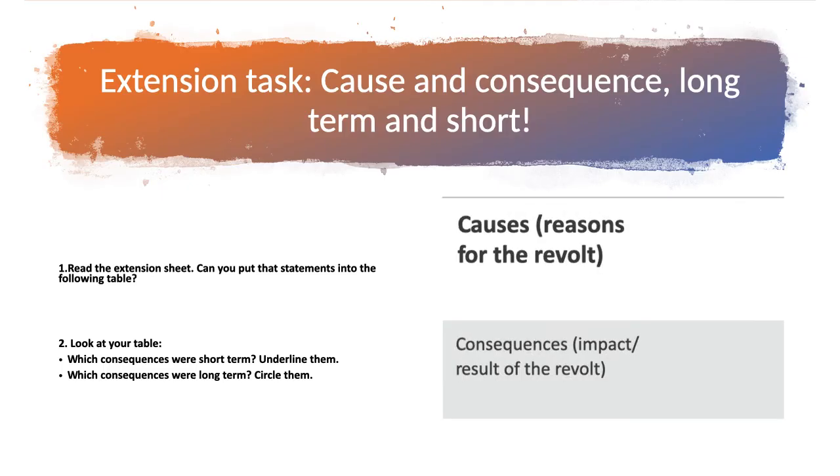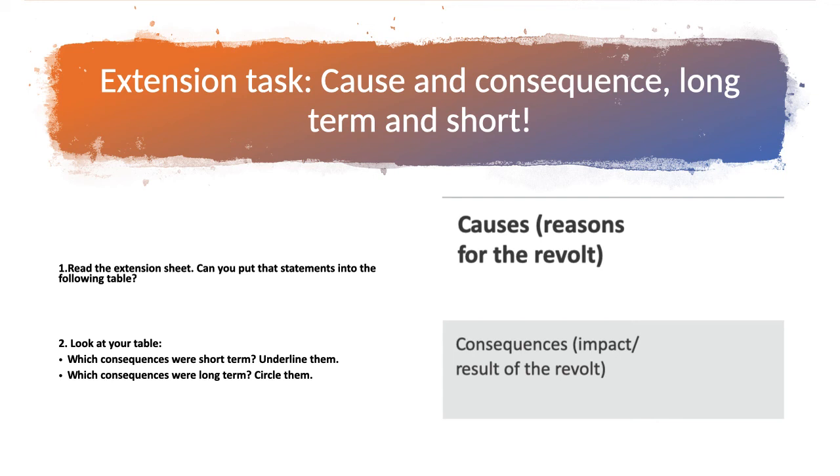Today we're going to finish off with our extension task. As ever, Year 7 scholars, I expect you to do this. The rest of you, I would absolutely love for as many of you as possible to get involved with this. So there's an extension sheet, and I want you to read it, please. Then I want you to draw the following table. Causes, so reasons for the revolt, and consequences, which are the impact of the revolt. You can draw that table in your exercise books for me.